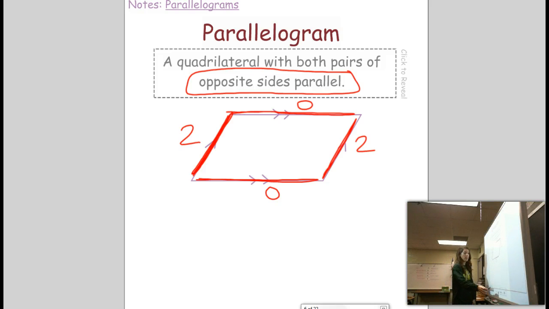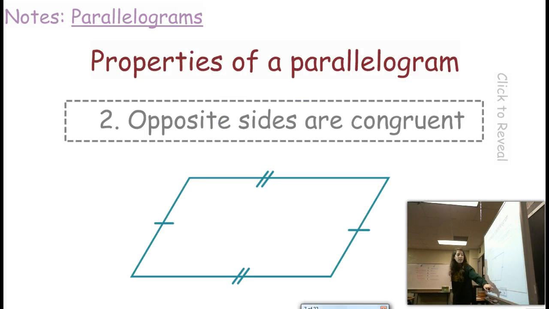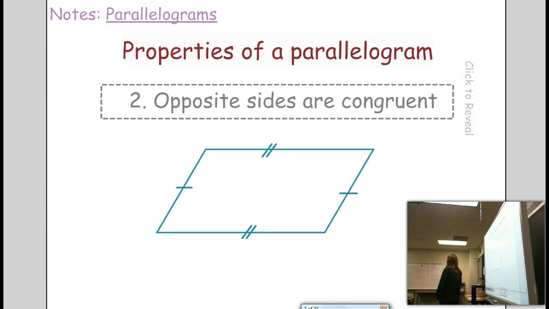Okay, next property. Write it down. Number 2, property dos. Opposite sides are the same exact length, no matter what. If they're not the same length, then it is not a parallelogram. It gets demoted back to a quadrilateral. Very good. Opposite sides are congruent. Congruent means they are the same exact length.